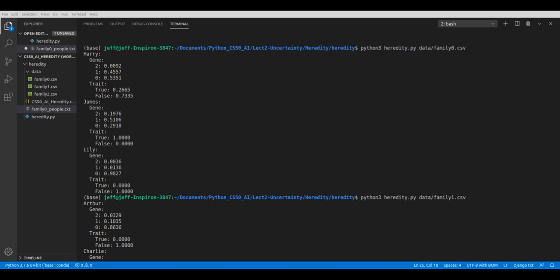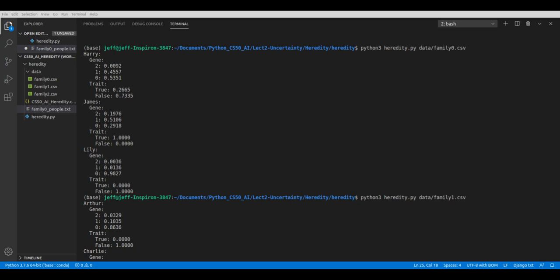The video that you're seeing illustrates a Python program called heredity.py that was implemented as required by Harvard's online course CS50's Introduction to Artificial Intelligence with Python. The inputs to the program are data sets that depict various family structures and probability data concerning a specific gene which affects the hearing of people.